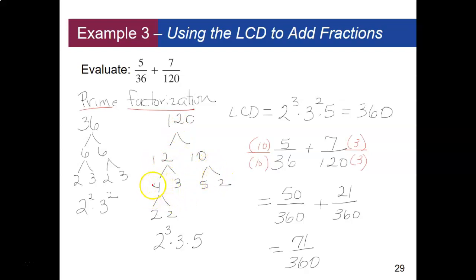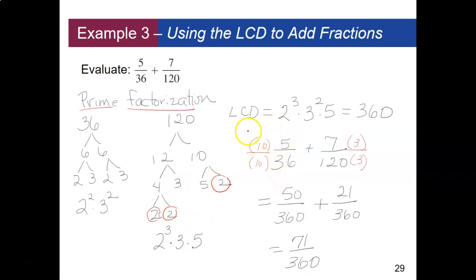4 is not prime, and so I need to continue to break that down further to 2 and 2. So when I look at these, I've got 1, 2, 3 2s, and that's where this 3 comes from. And then I have another 3 and another 5. Okay, so I'm ready to go with this from here.